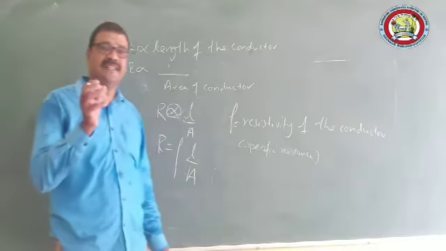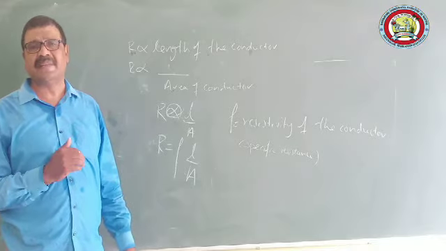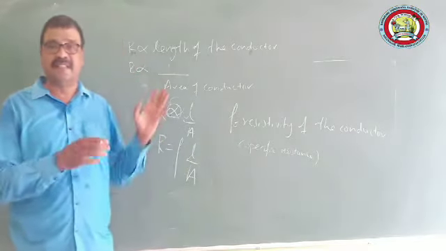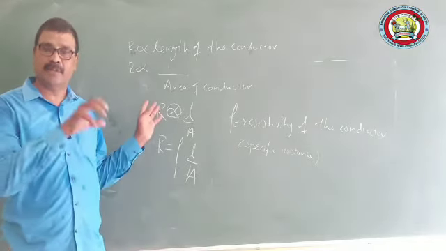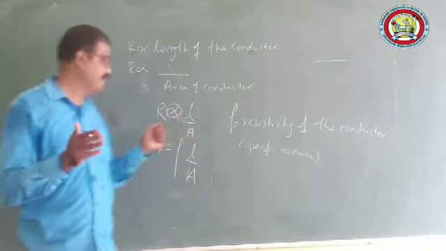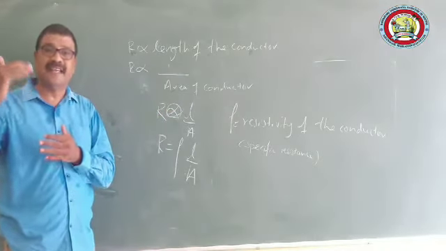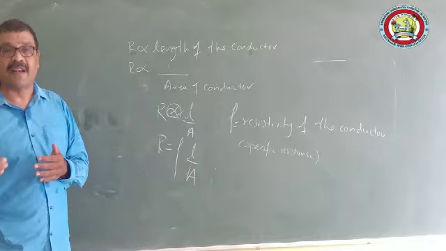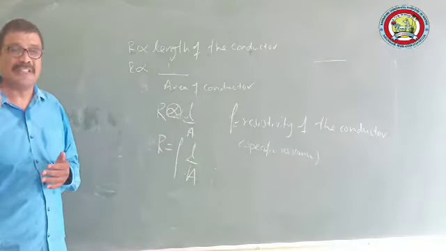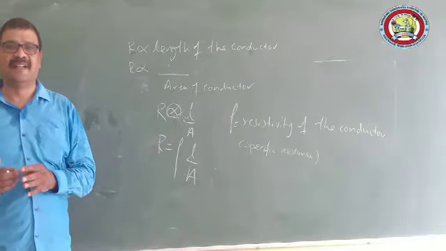See, resistivity is the inherent character of the material. What is the inherent character of the material? By build itself, this quantity will come into force for that particular material. It depends on the material. Resistivity will depend upon the material. For copper, resistivity is very less, while for rubber, resistivity is very high. Copper is a conductor, while rubber is an insulator.